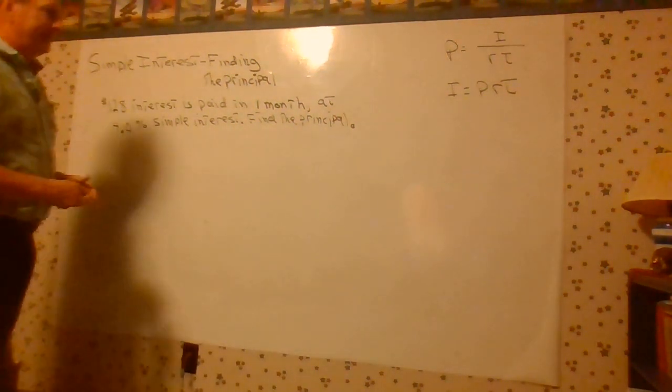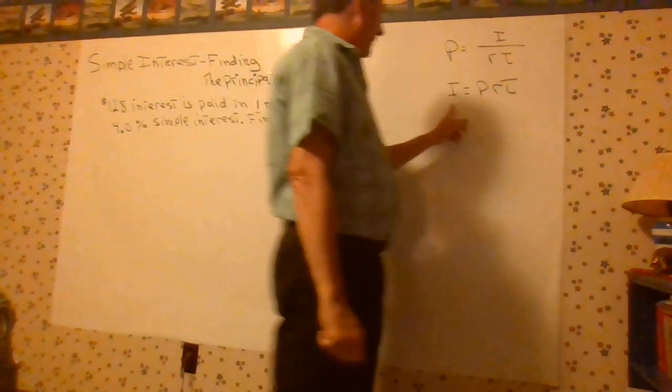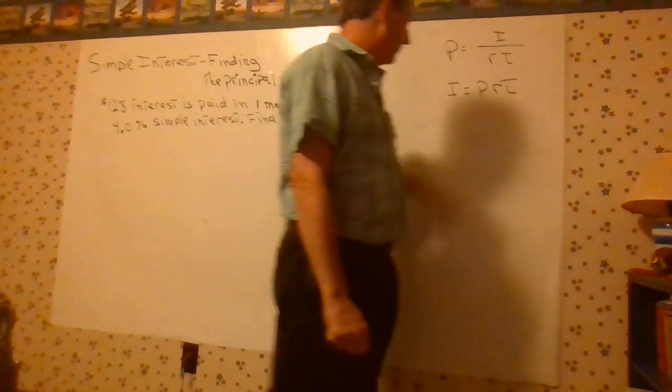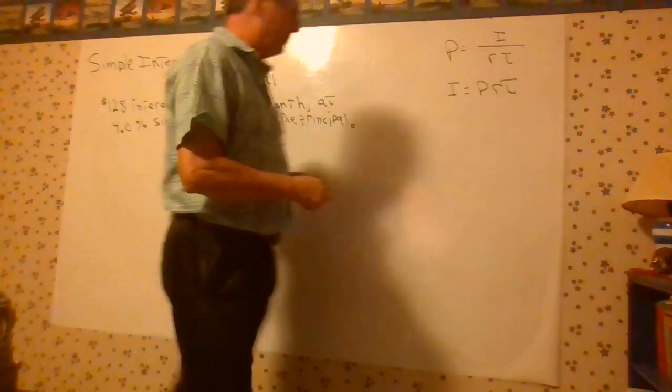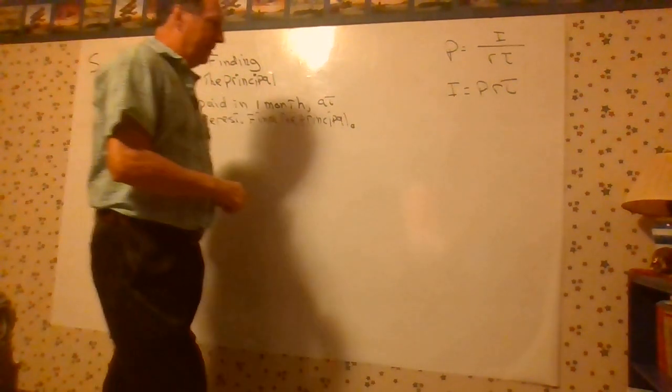Simple interest, finding the principal. Recall we have a formula I equals PRT. In some problems we want to find the variable P, the principal of the debt, or how much we borrowed, or how much we invested.